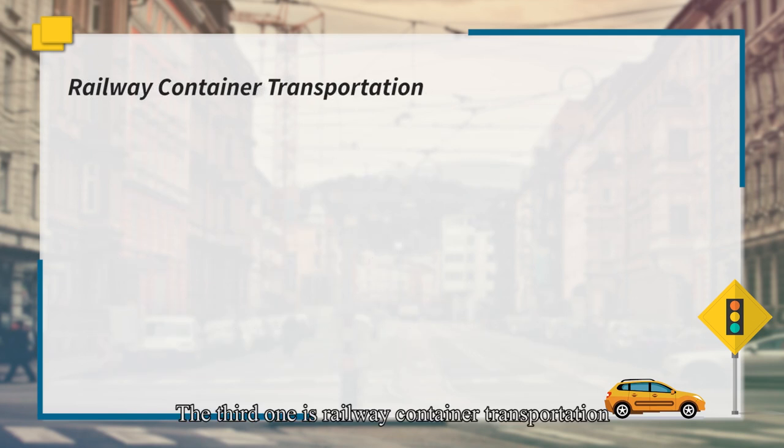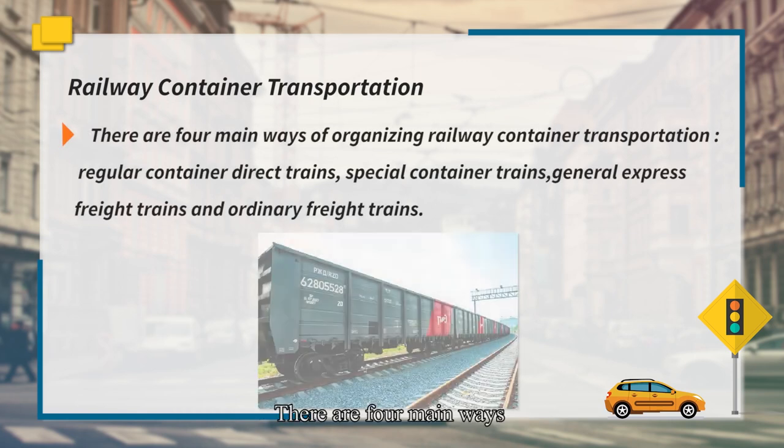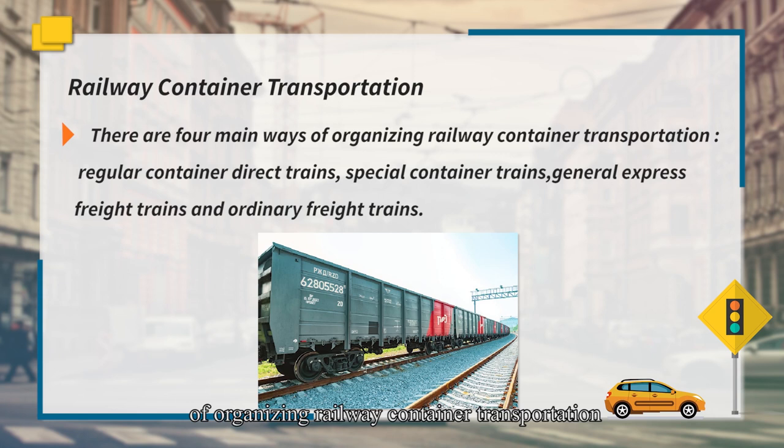The third one is rail container transportation. There are four main ways of organizing railway container transportation: regular container direct trains, special container trains, general purpose freight trains, and ordinary freight trains.